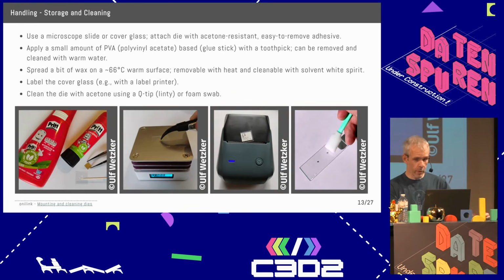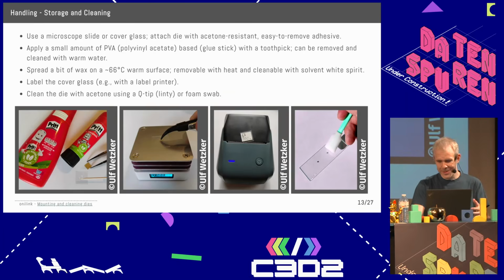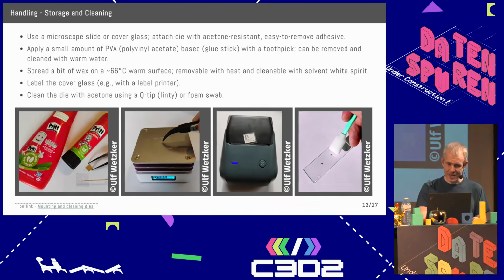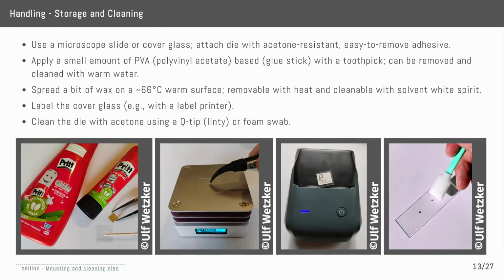So what do you do with the die? At first, you somehow have to take a bit of care of your die, because you need to glue it on. Typically, I use a cover slide, a microscope slide, or a cover glass for microscopy, and you need to glue it on top of it. But here you already have to be careful, because when you use super glue and then later on you clean it with acetone, you might remove the chip again.